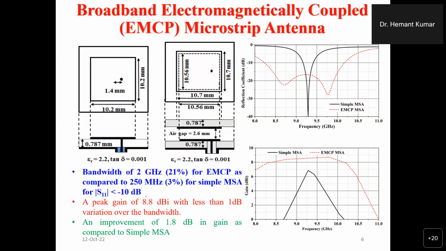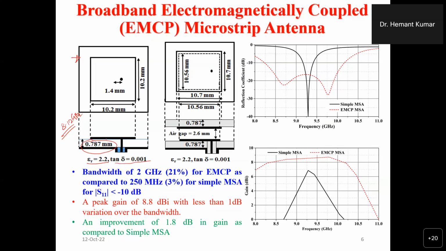So to increase the bandwidth of the simple microstrip antenna, this first structure is a microstrip antenna. If you see, this is designed at X band, 8 to 12 gigahertz, and our particular frequency was 9.3 gigahertz. It was designed at that particular frequency, and the substrate that we chose was RT Duroid 5880, whose thickness is 0.78 millimeter, the dielectric constant is 2.2, and the loss tangent is 0.001.